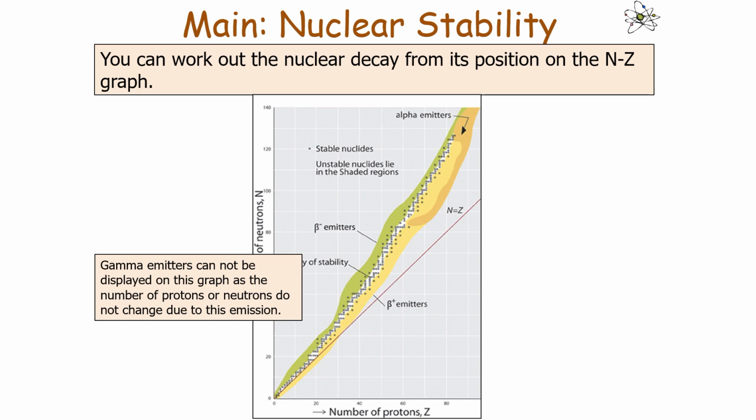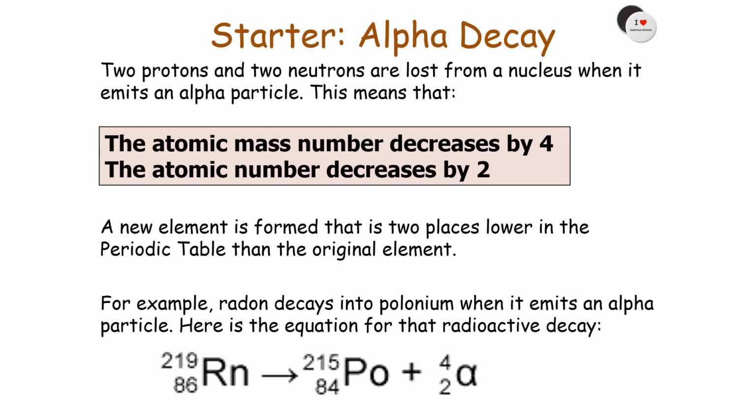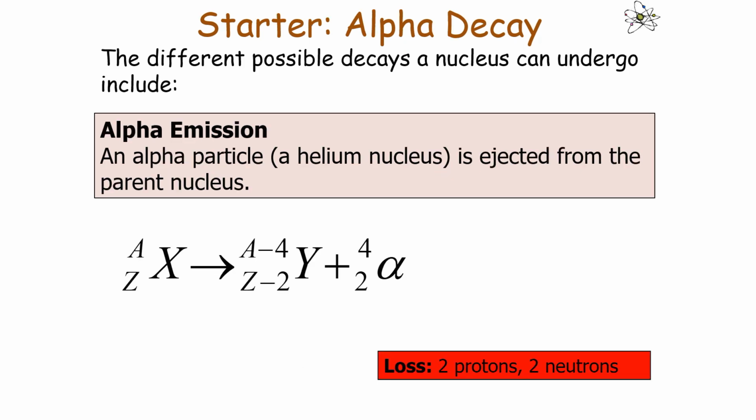But what are the different emission processes? So the first one is alpha decay. So alpha decay is when two protons and two neutrons are lost from the nucleus when it emits an alpha particle. So this means the atomic mass number decreases by 4 and the atomic number decreases by 2. So a new element is formed that's 2 places lower in the periodic table than the original element. So alpha emission is when an alpha particle or helium nucleus is ejected from the parent nucleus.